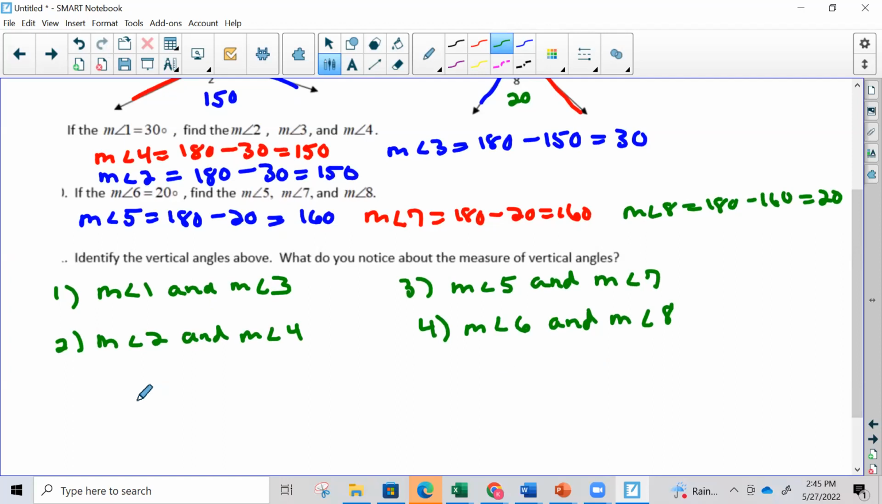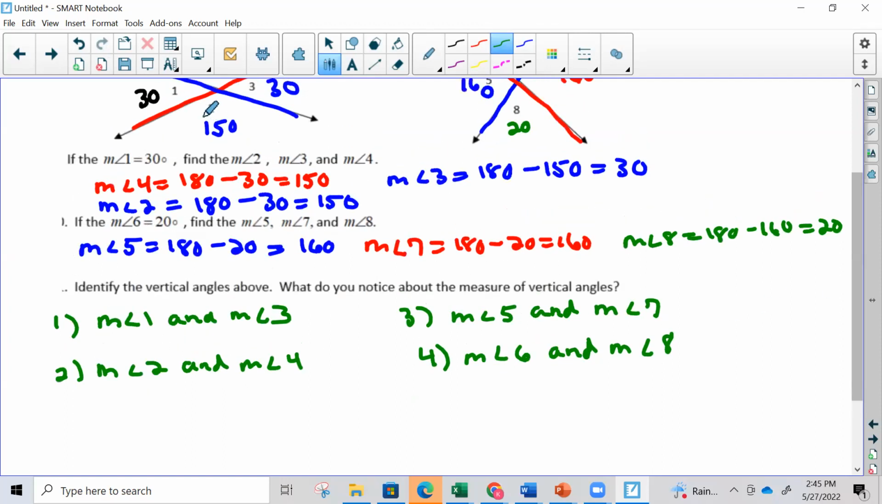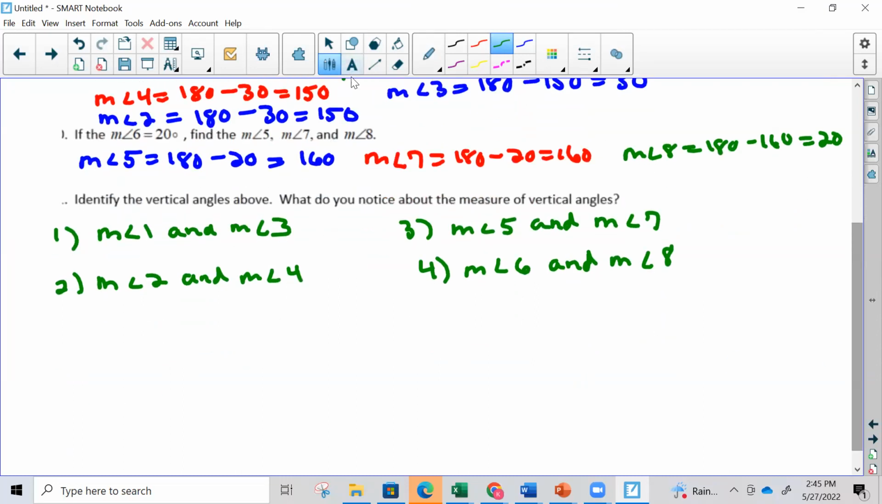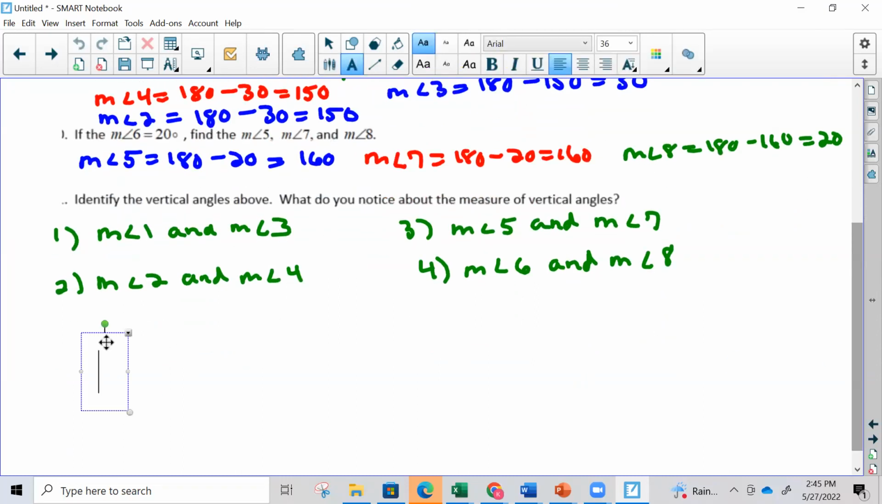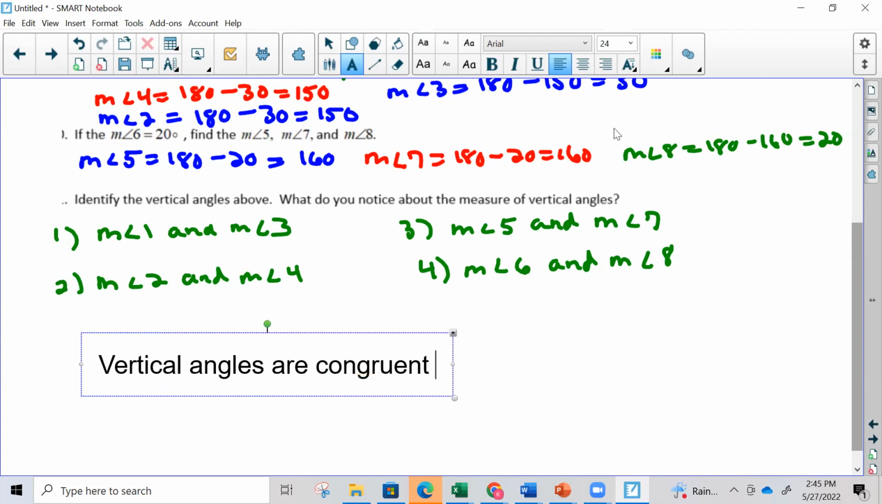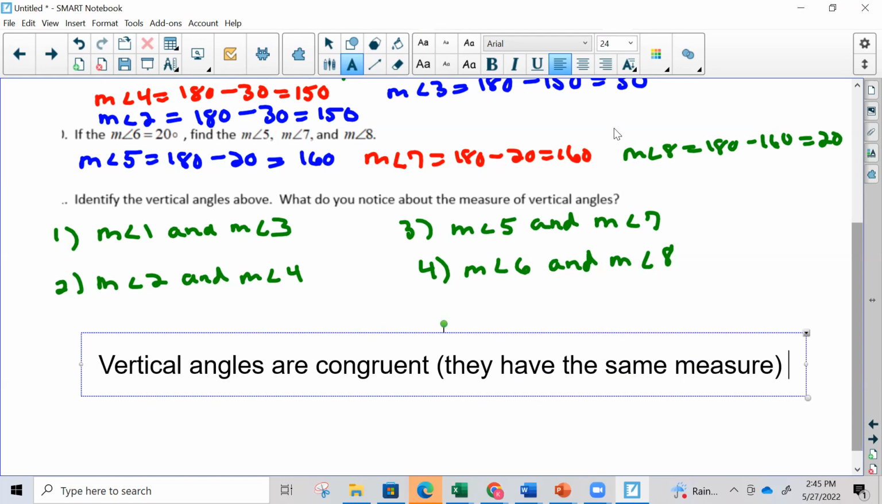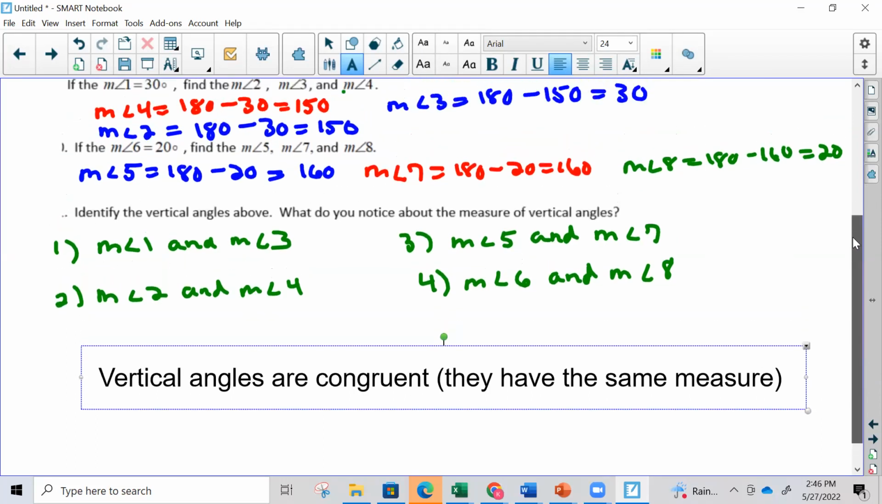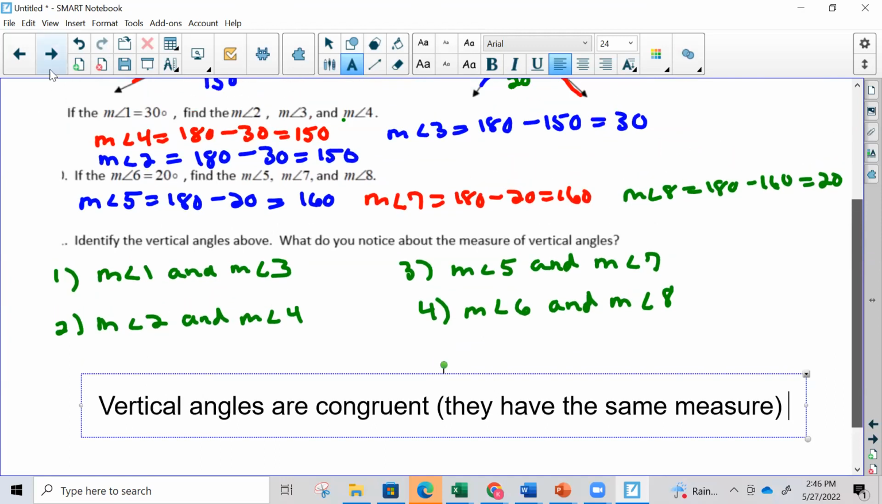And so what we can see is that vertical angles have the same measure, which is also known as congruent. So what we know is that vertical angles are congruent, which means they have the same measure. Okay, or they're equal is another way to say it if we're talking about their measure. They have equal measures. Okay, and this is a very important property that we are going to use throughout the course. So please make sure that you know that.